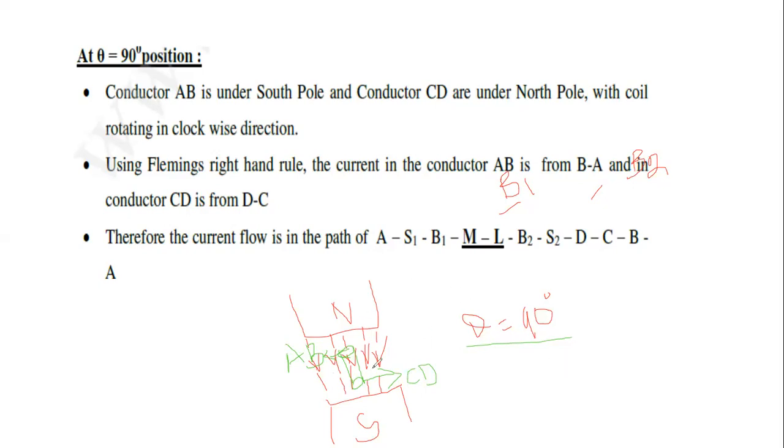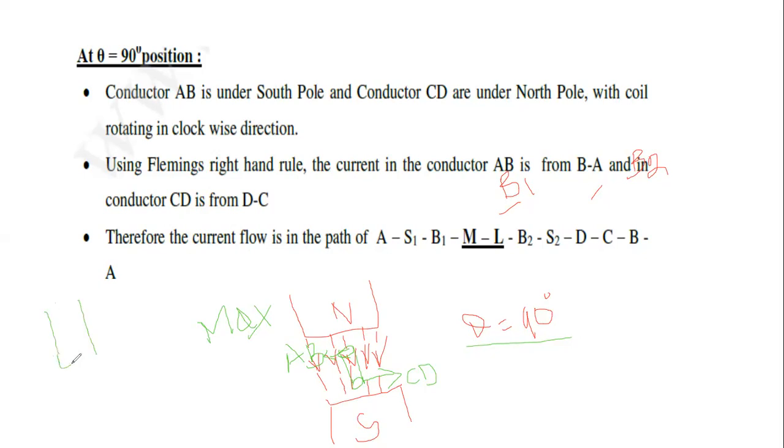Theta is equal to 90 degrees. Therefore, the peripheral velocity of that conductor is perpendicular to the flux lines. Therefore, maximum EMF is induced in this position. Okay, next coming to the current flow direction of the path.